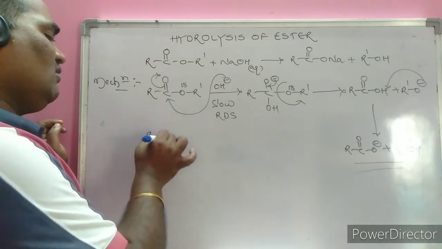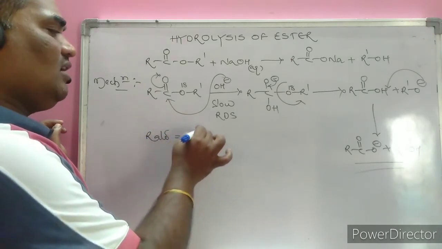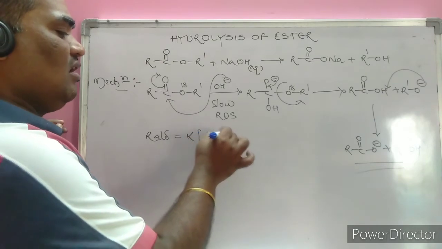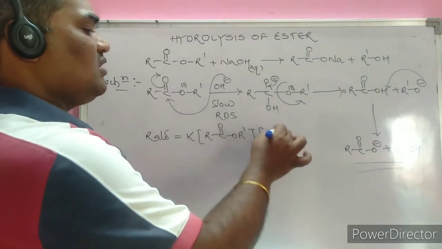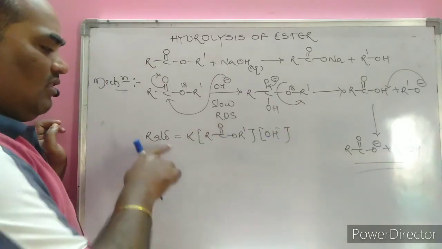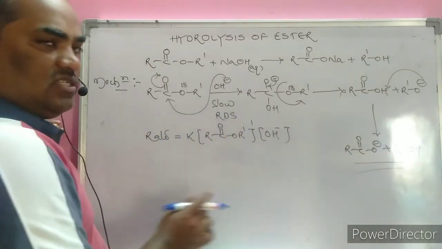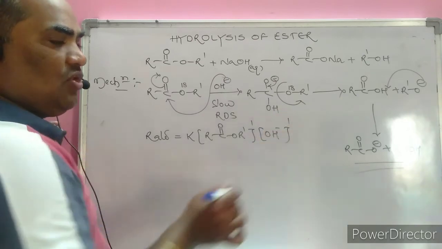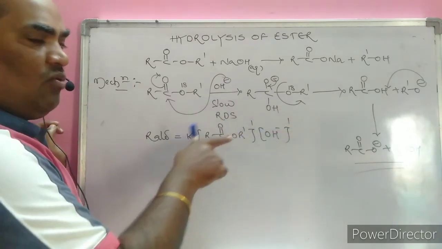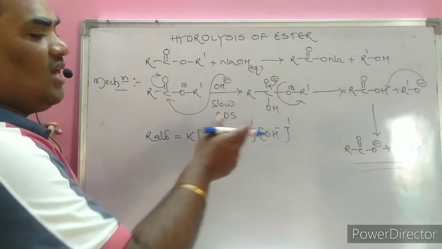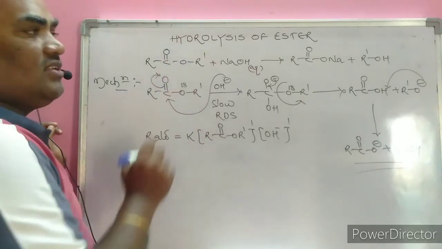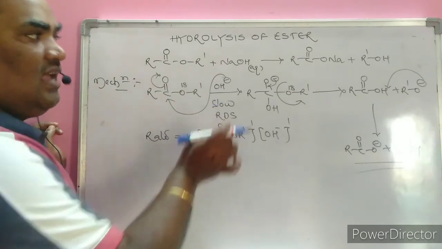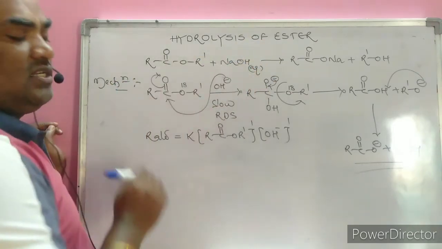Now the rate of this reaction is equal to the rate constant into the slow step, the ester RC double bond O R dash, as well as the nucleophile concentration. Then the rate with respect to the ester is 1 as well as the rate with respect to the nucleophile is also 1. The overall order of the reaction is 2 as well as the molecularity is also 2. Like this, the basic hydrolysis of the ester is an irreversible process.